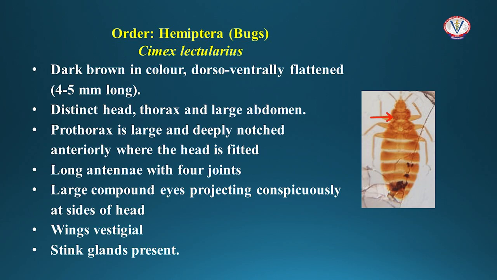Prothorax is large and deeply notched anteriorly where the head is fitted. Long antennae with four joints. Large compound eyes projecting conspicuously at the sides of head. Wings are vestigial and stink glands are present.